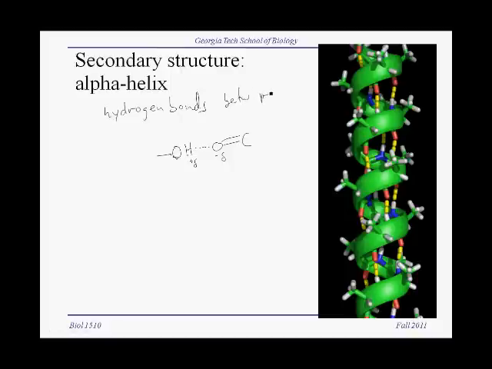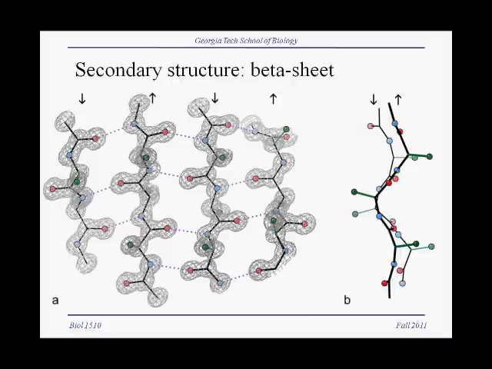So these hydrogen bonds occur between the peptide backbone atoms in the polypeptide chain, and that causes the polypeptide chain to coil spontaneously into alpha helices. This alpha helix is the most common secondary structure element found in proteins. The next most common secondary structure is the beta sheets.